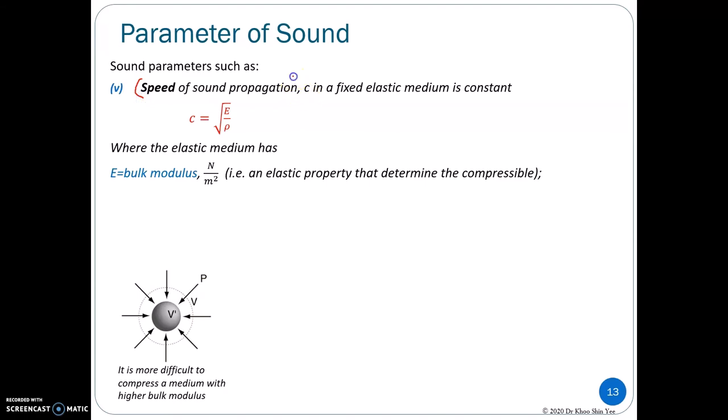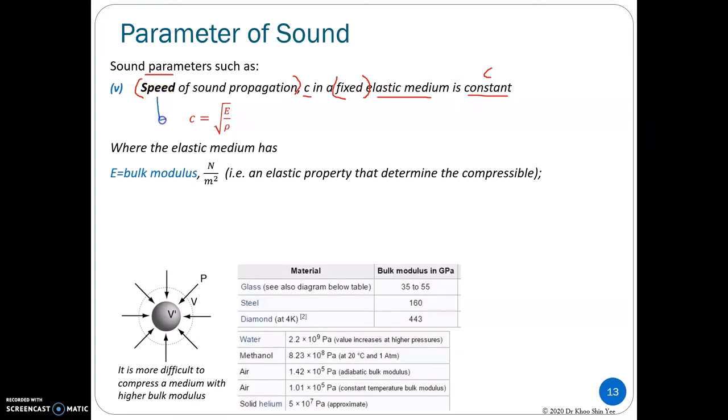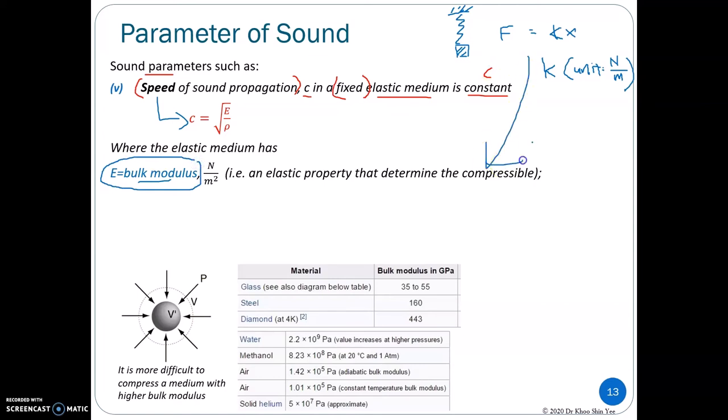Speed of sound propagation is also an important sound parameter. It can be represented by the symbol C. If the elastic medium is fixed, then C will be equal to a constant. You can calculate the speed of sound propagation by using this formula, where E is equal to the bulk modulus. To understand what E is, you can extend it from Hooke's law that you learned previously.